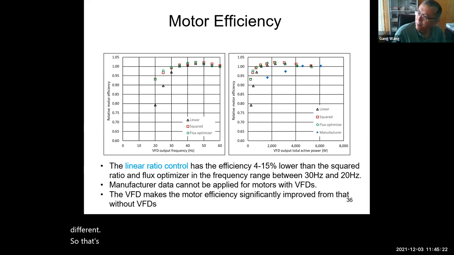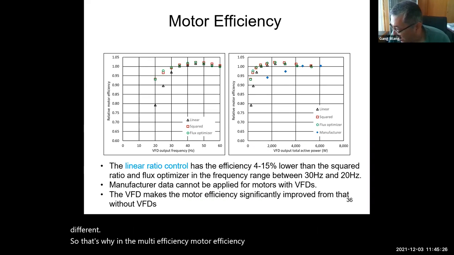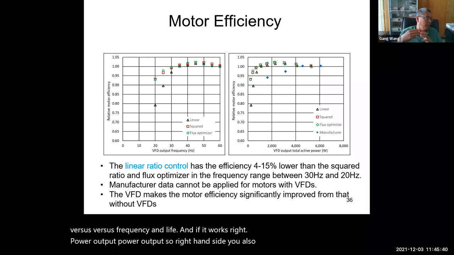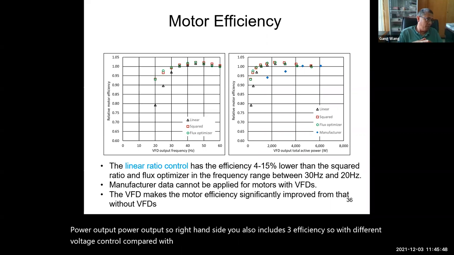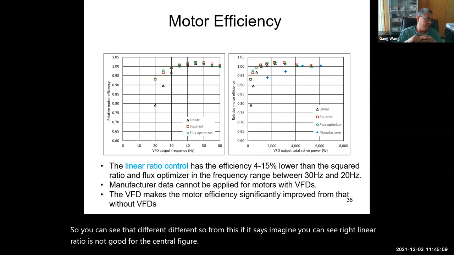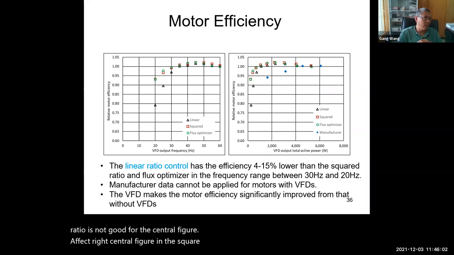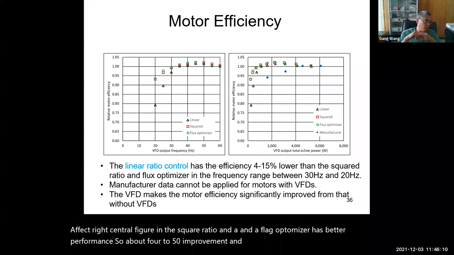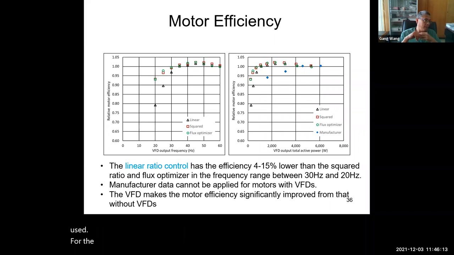The last one is motor efficiency. The left-hand side is the motor efficiency versus frequency, and the right-hand side is versus power output. On the right-hand side you can see we include three efficiencies with different voltage controls, compared with the blue one, which is the manufacturer data. From this efficiency measurement, you can see that linear ratio is not good for the centrifugal load. Square ratio and flux optimizer have better performance, about 4 to 50% improvement. Also, manufacturer data cannot be used for a motor powered by a VFD.